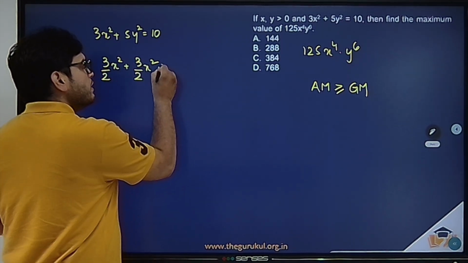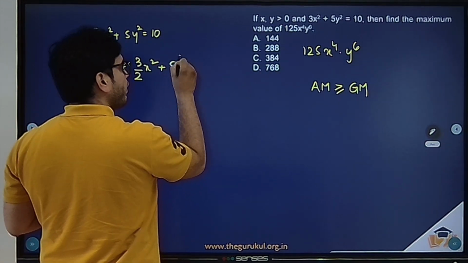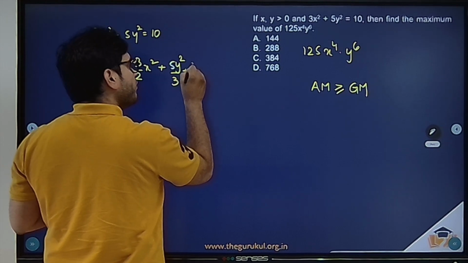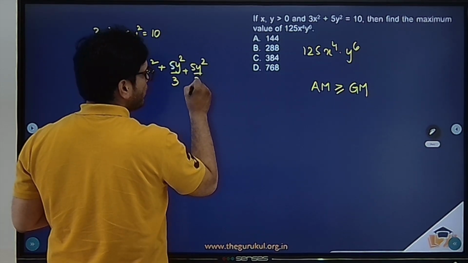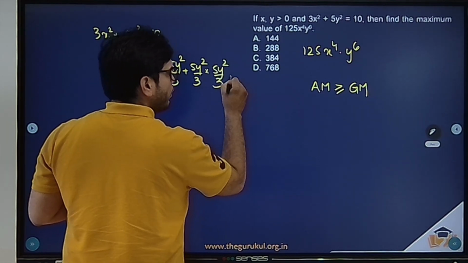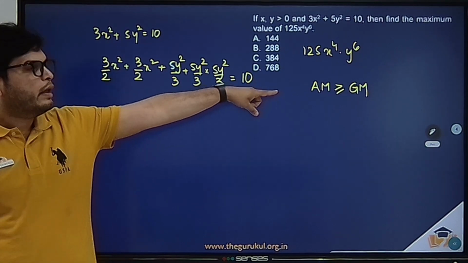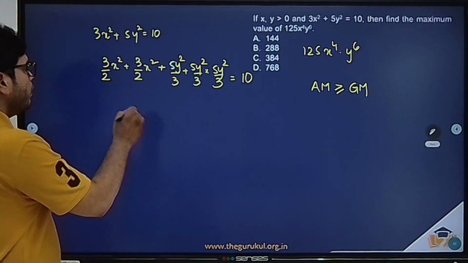Now similarly, since we have y power 6, I will split 5y square as 5y square by 3 plus 5y square by 3 plus 5y square by 3. Right. Now we are given with this being 10. Now let us apply AM greater than or equal to GM. Right. You have 5 terms.